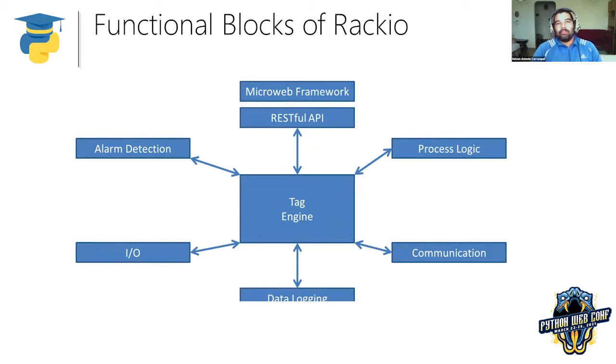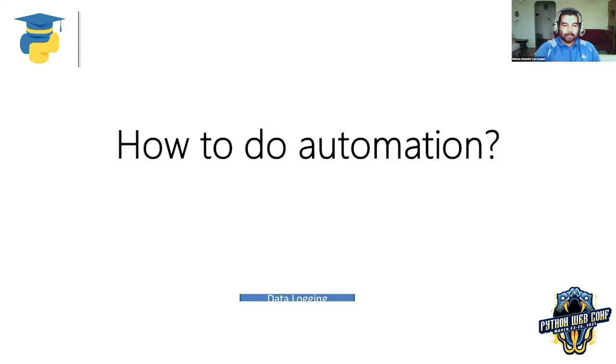So, by analogy with old-fashioned automation, we have centralized data points. We call this the tag engine, in which all of the operations can communicate through the tag engine, right? I'm going to show you later how, by using Python code, we can do a bunch of stuff on these functional blocks, okay?